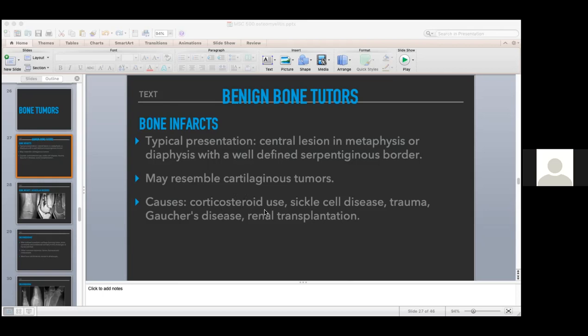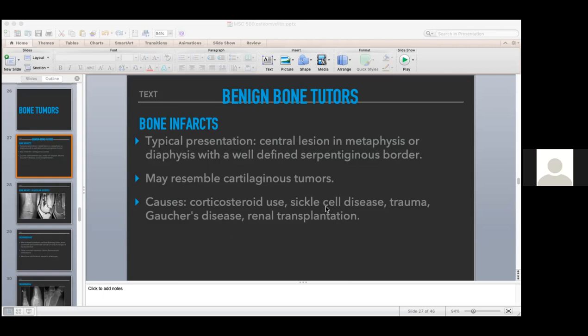Causes, as I've said, corticosteroids. You can have sickles getting bone infarcts because of the bone crisis. You remember what happens in sickles? The cells are deformed, the blood vessels get clogged up, and they end up cutting off supply to that part of bone, and they get a bone infarct.